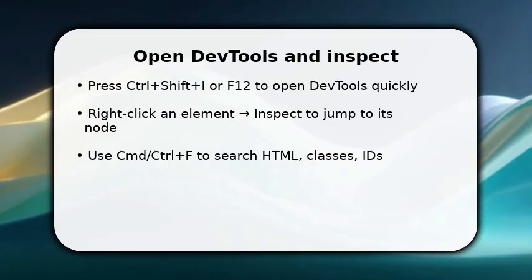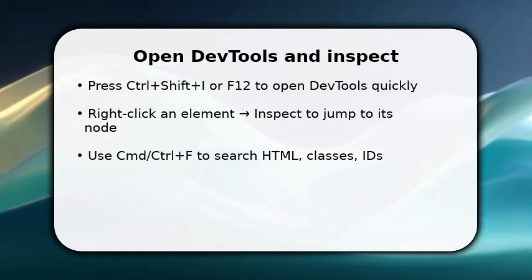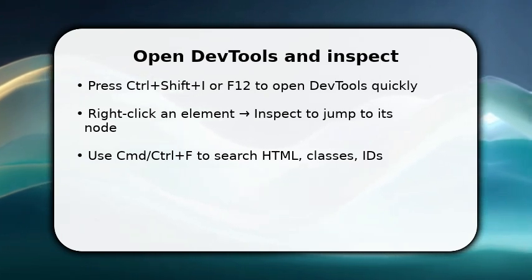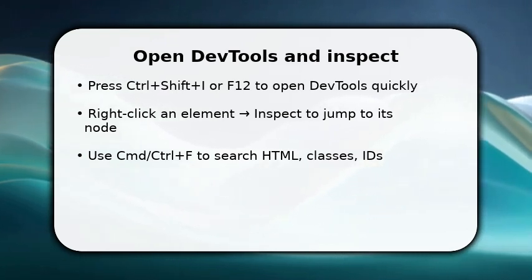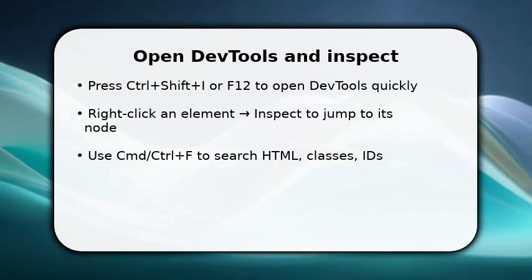You start by opening Chrome DevTools and immediately inspecting the page. Press Ctrl plus Shift plus I or F12, or right-click an element and choose Inspect. Once DevTools is open, focus on the Elements panel to see the DOM and styles. This lets you change HTML and CSS live.